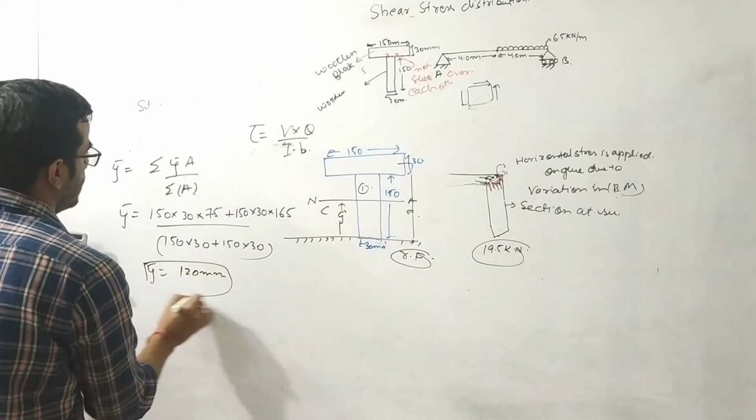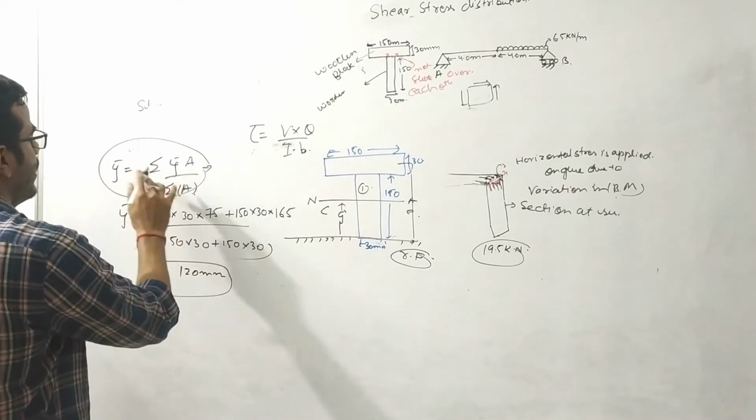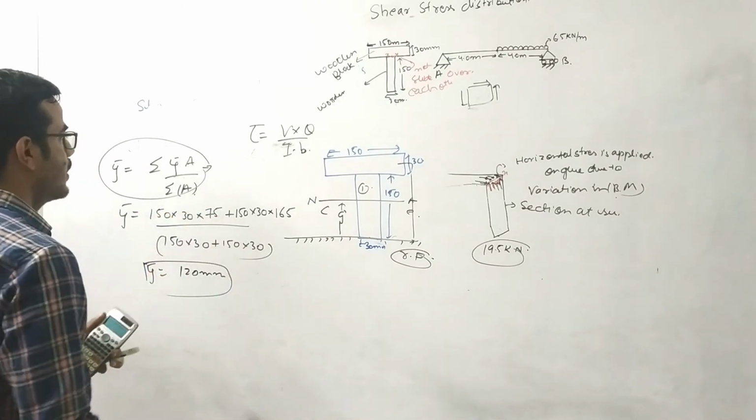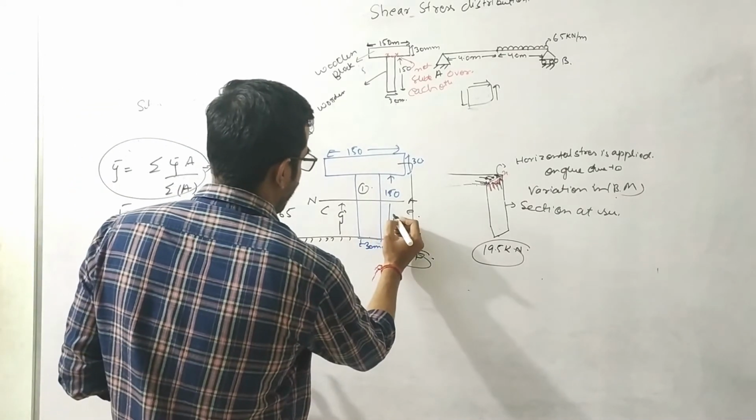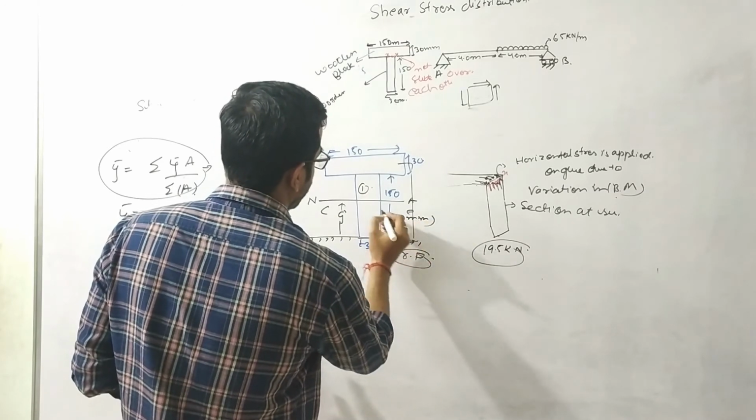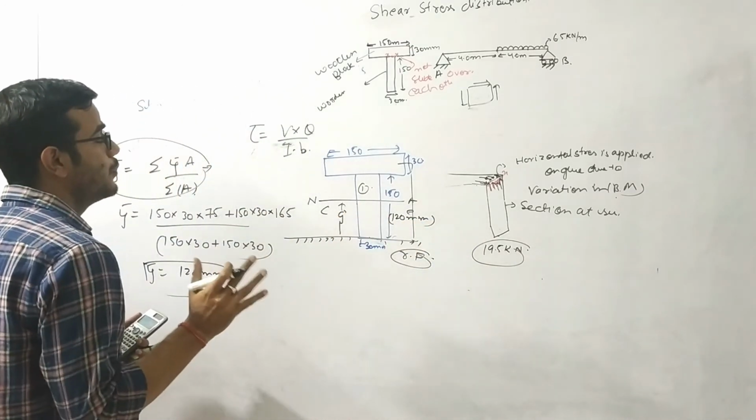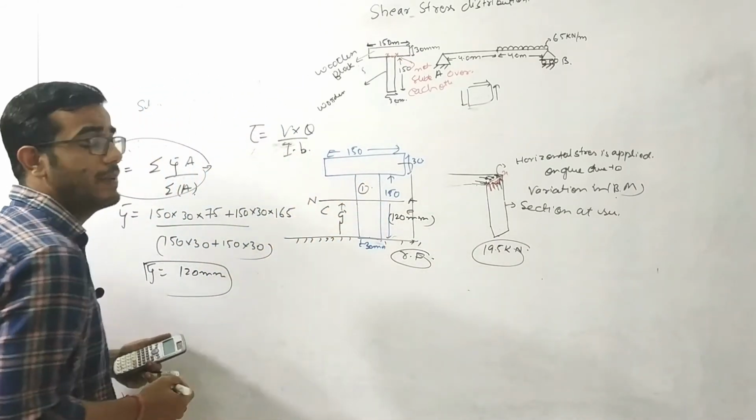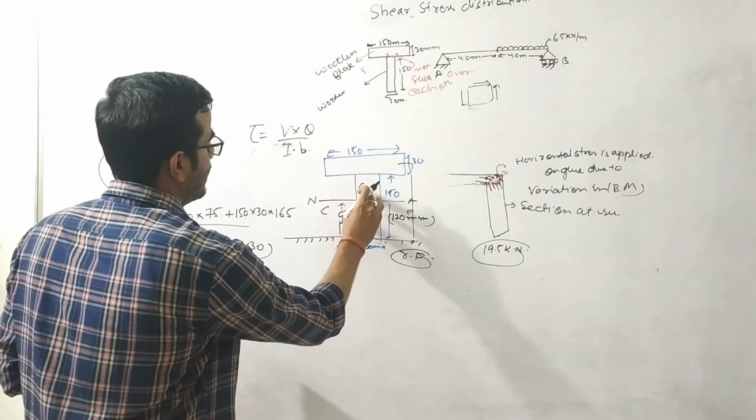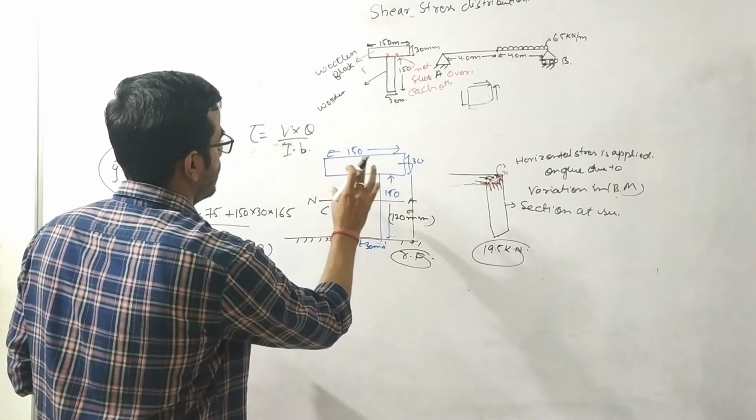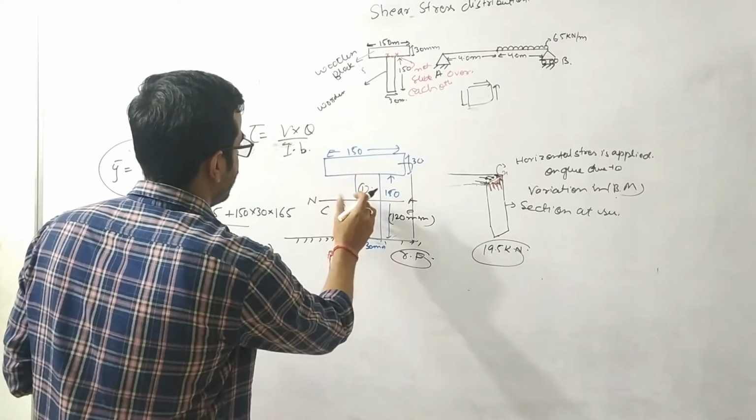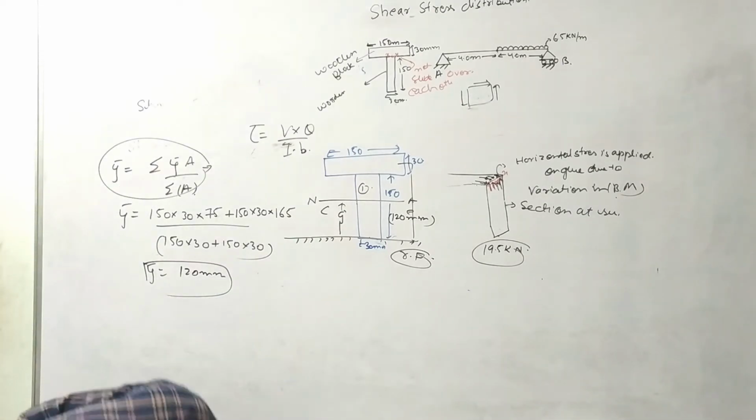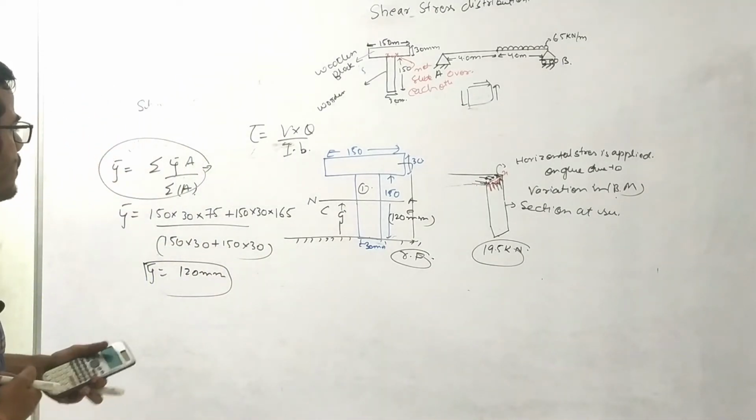I'm assuming that you know this formula, how to calculate the centroidal point, or how to find the neutral axis. So this is my y bar, 120 mm, and this is my neutral axis. I calculated the neutral axis because I need to calculate the moment of inertia about this axis only. At this axis the bending stresses and bending strain will be zero, which is why it is called the neutral axis.